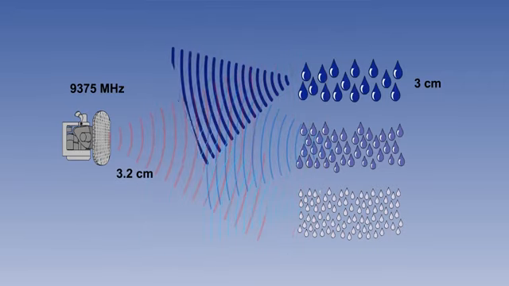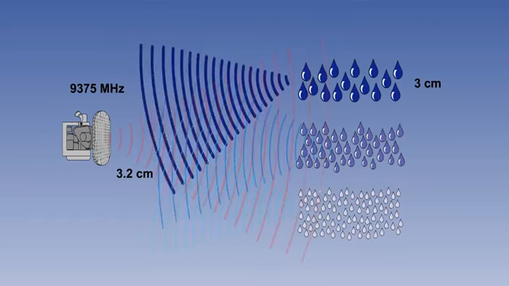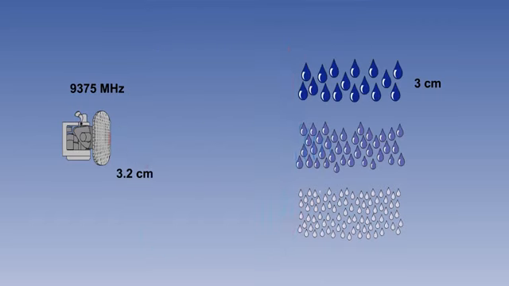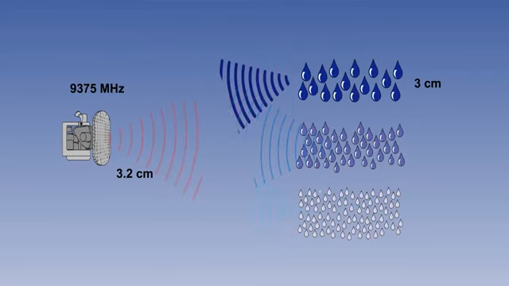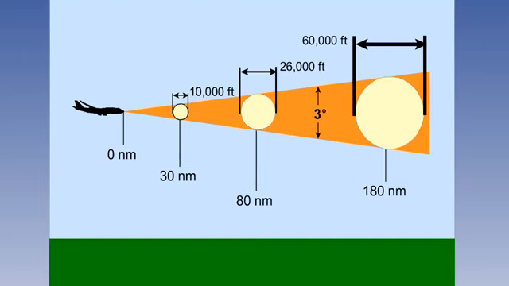A higher frequency would produce returns from smaller droplets, whereas a lower frequency would fail to produce sufficient returns to highlight the area of turbulence. Here, we see the coverage for a 3-degree beam at various ranges.